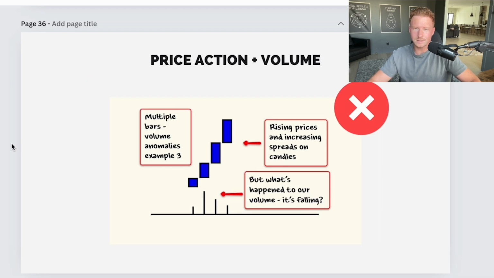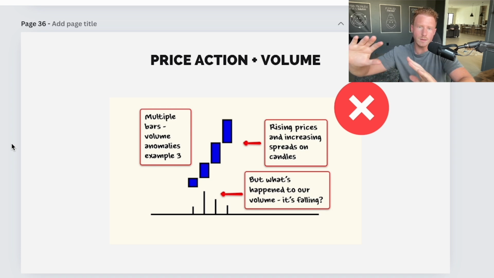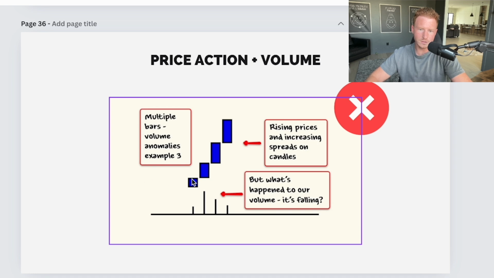Now we go to the next example. This is where it doesn't match up. And this is where price could potentially reverse and stop going up, because it doesn't really match anymore. So check this out. We have a small candle with small effort. That makes sense, right? Small amount of effort, small result, that matches up. Then we have very big volume, lots of effort, very small candle.